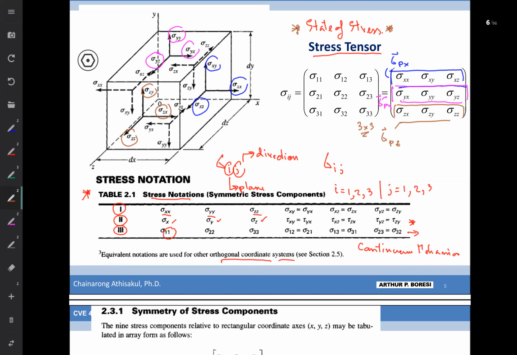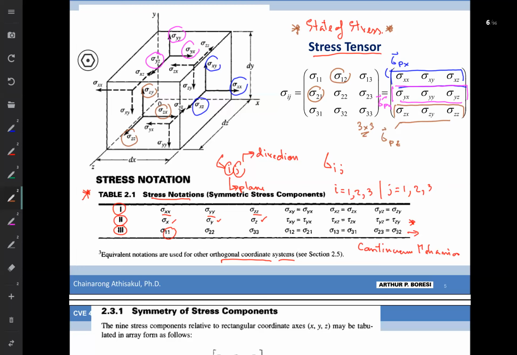So the stress tensor is like a two-dimensional array, a two-dimensional matrix that is 3 by 3, so it should have 9 components. But if we consider the equilibrium condition and take the moment at the center of the element, we will find that the summation of moments along each plane should be 0.